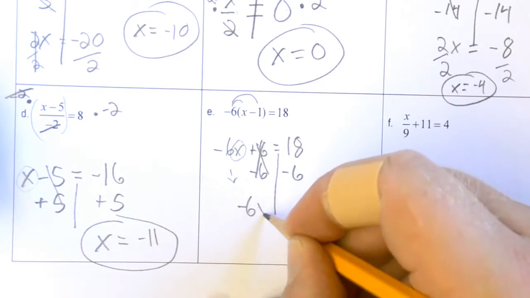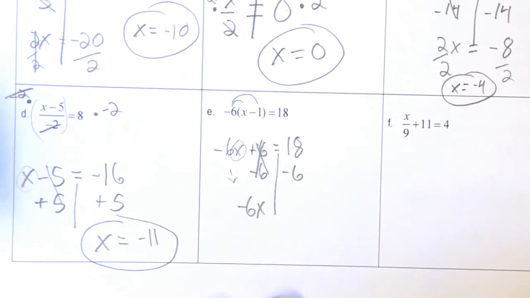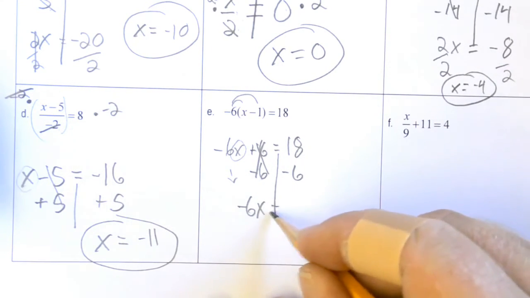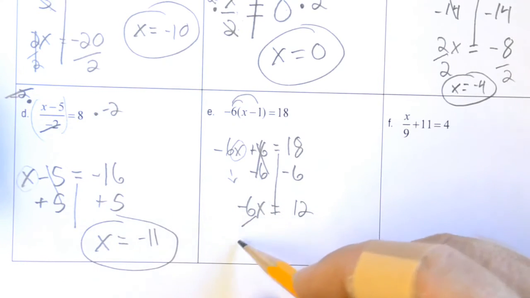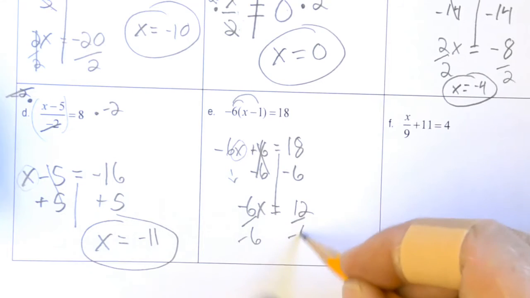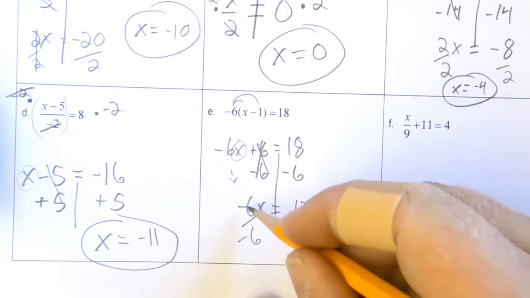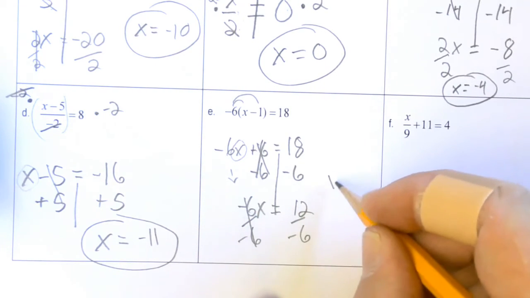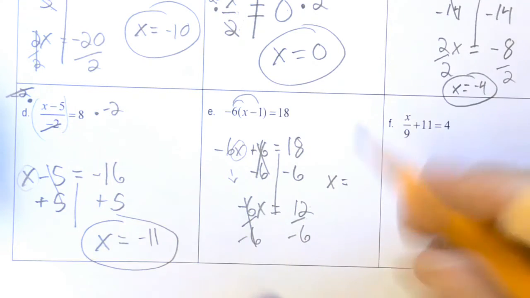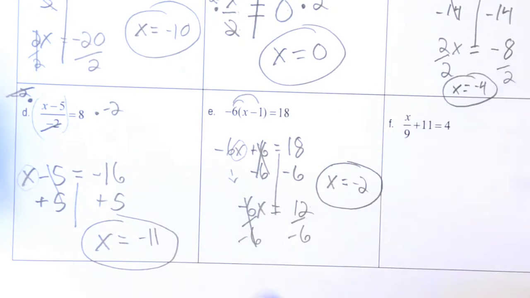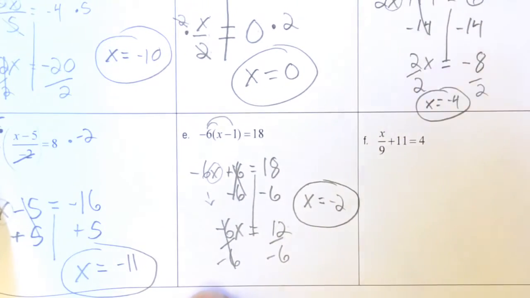Here we go. We're just simplifying. Rewrite the equation. I say that all the time. 18 minus 6 is positive 12. Now that I have negative 6x by itself, I can divide by negative 6 on both sides. Those cancel out. My final answer is x equals 12 divided by negative 6 is negative 2. There we go. All right, last one, letter F.